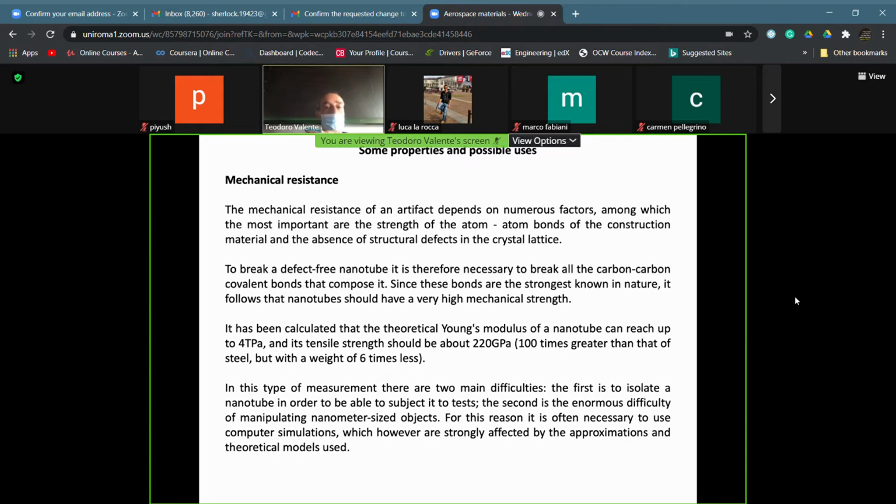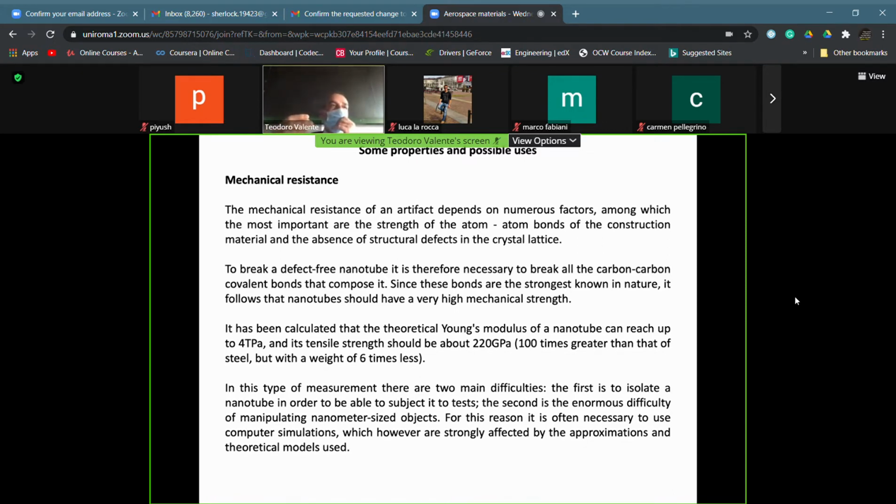And it has been calculated that the theoretical Young modulus of a carbon nanotube can reach up to 4 terapascals. So a very, very high value. And the tensile strength can reach something around 200, not megapascal, sorry, but 200 gigapascal. And so you remember, just to have an idea, if you want to make a very easy comparison, let's take the category of steel materials, but we can do this comparison also for the other ones.